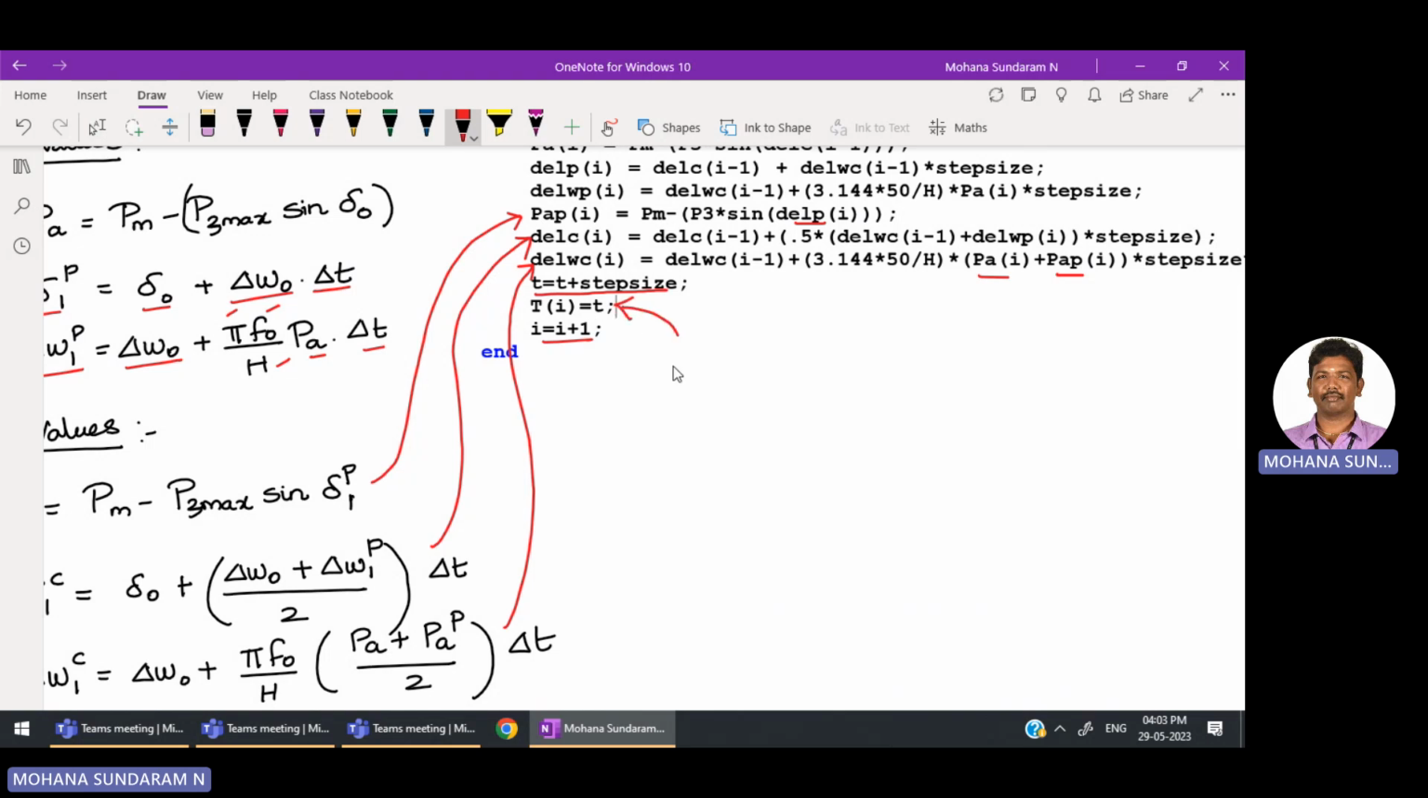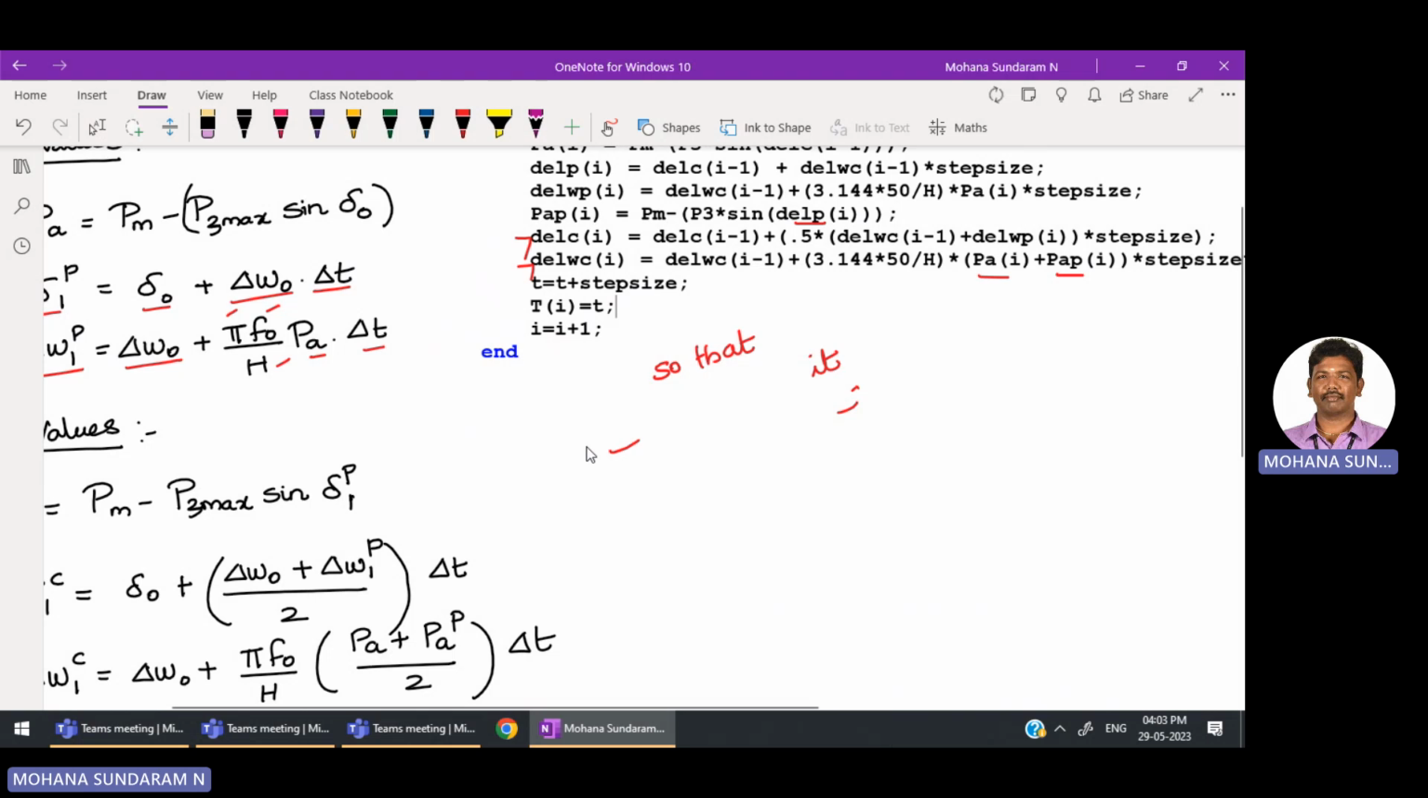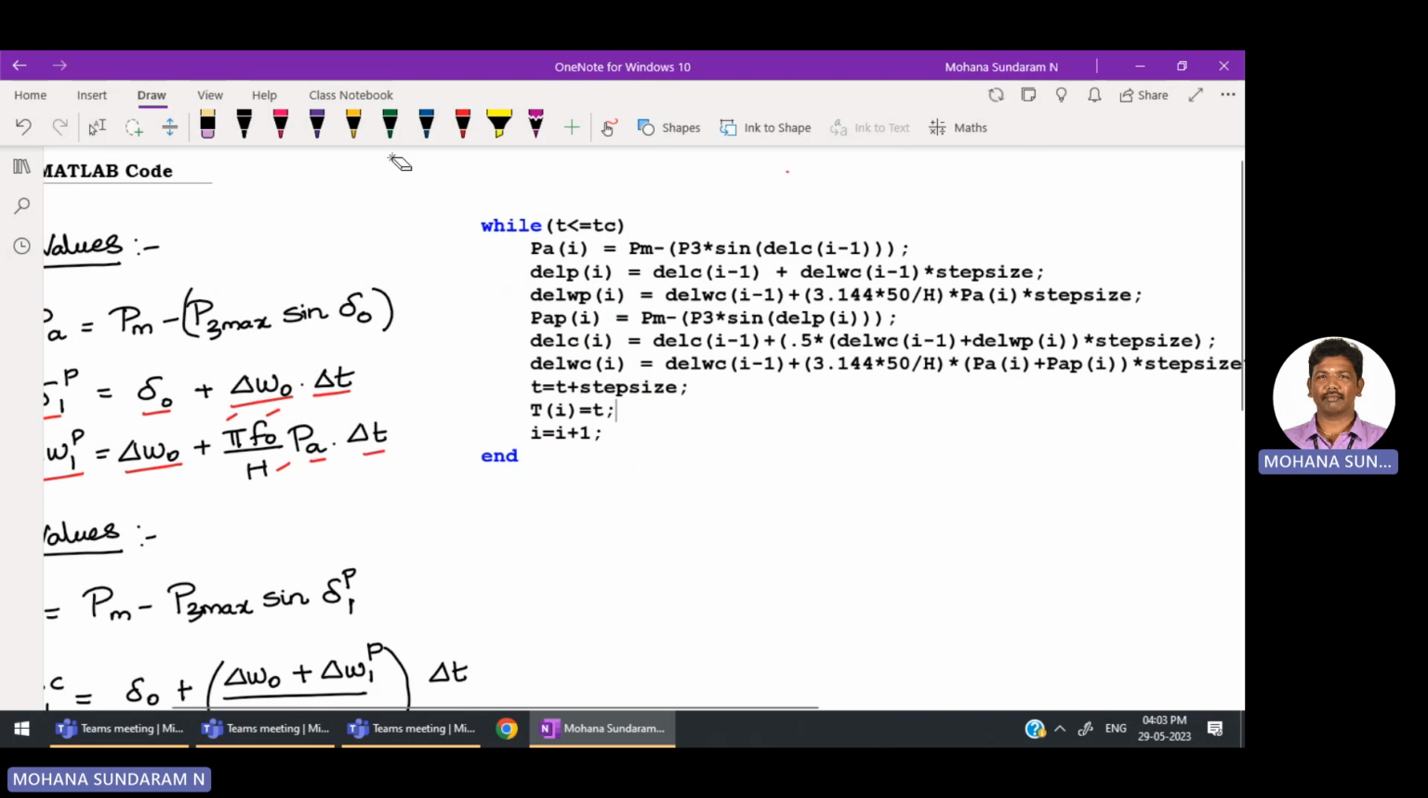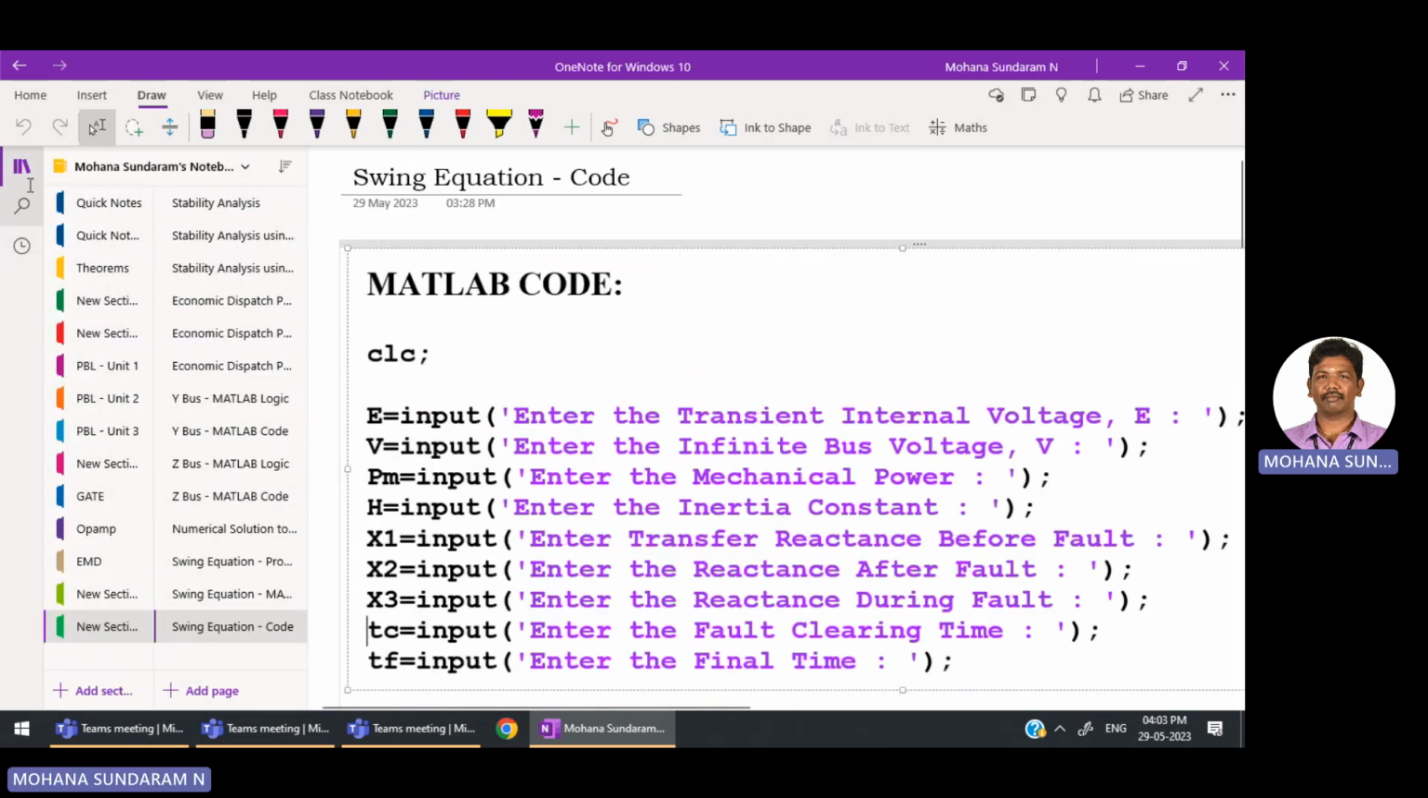Here I'm saving it in a variable so that I can use it for plotting the graph. That's it. So to be more precise, it becomes very simple. To be more precise, these are predictor formulas, and these are corrected formulas. That's it. Now let's have a look at your complete code.